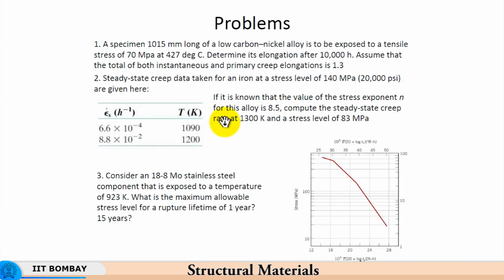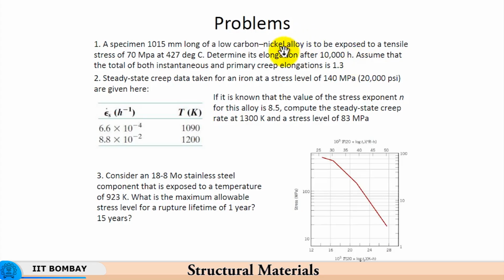So, here is a problem which we can consider. A specimen 1015 mm long of low carbon nickel alloy is to be exposed to a tensile stress of 70 MPa at 427 degrees centigrade. So, you add 273 to it, it will be roughly 700 degrees Kelvin, close to 700 degrees Kelvin. Determine the elongation after 10,000 hours. So, 10,000 hours of operation.